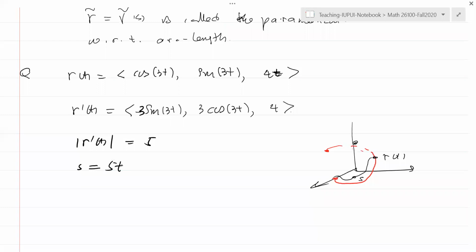So the relationship between the arc length and t is very simple. They are proportional, so t is going to be s over 5.